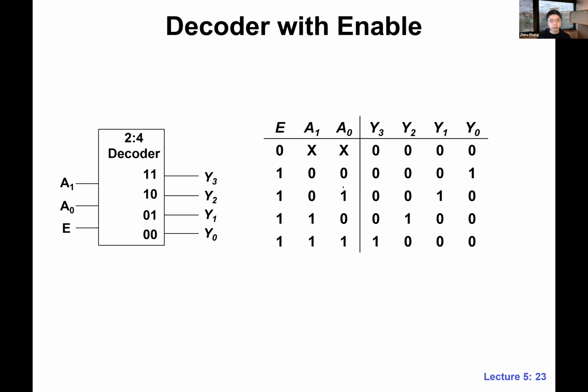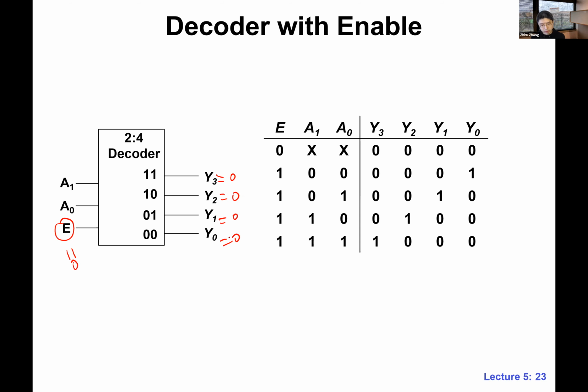There's also a variation of the decoder, something called decoder with enable. This slide is more interesting actually. With this enable, over here we have one more input to the decoder. This enable signal basically says that if E is 0, all the output lines will be 0. So basically the whole decoder is disabled. Only when E is a 1 do we enable the function of the decoder. Does that make sense?